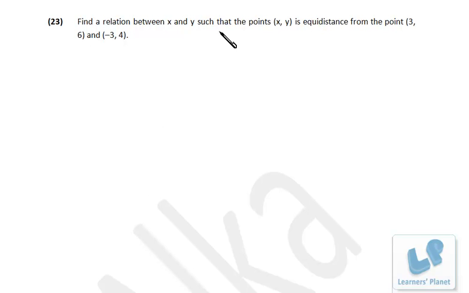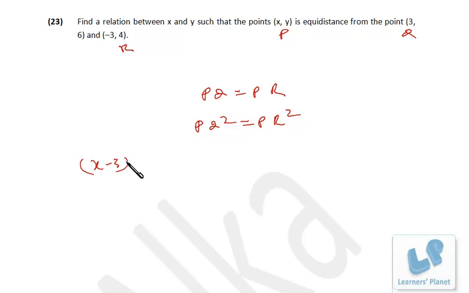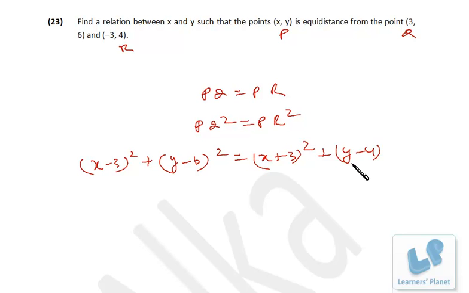Now find the relation between x and y such that the point is equidistant from these two points. Suppose this is P, this is Q, and this is R. That means PQ is equal to PR, because the distance between P and Q is the same as the distance between P and R, as it is given that the point is equidistant from these two points, right? That means PQ square is equal to PR square, right? So PQ square is what? x minus 3 whole square plus y minus 6 whole square is equal to PR square. That means x plus 3 whole square plus y minus 4 whole square. Okay?